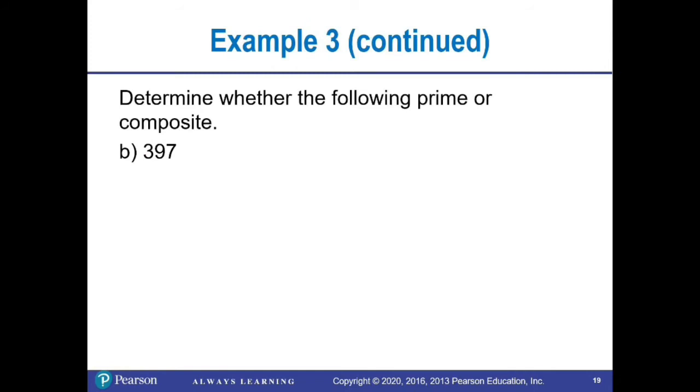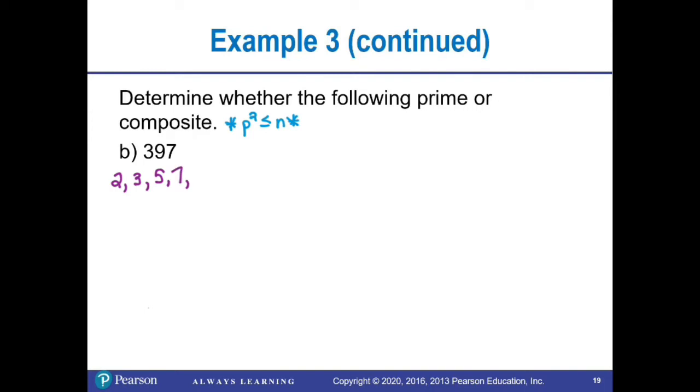So let's look at a bigger number, 397. Now again, I want to think about all of my prime numbers whose squares are less than or equal to my number. So here, the prime numbers whose squares are less than or equal to 397. Well, we've already talked about some of these. 2 squared is 4. 3 squared is 9. 4 is not prime. 5 squared is 25. 6 is not prime. 7 squared is 49.